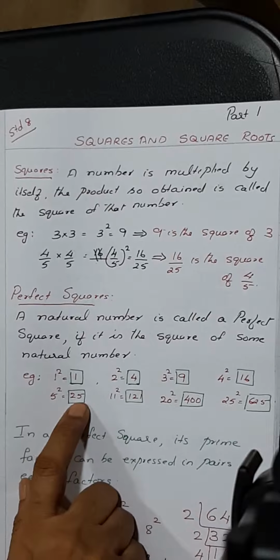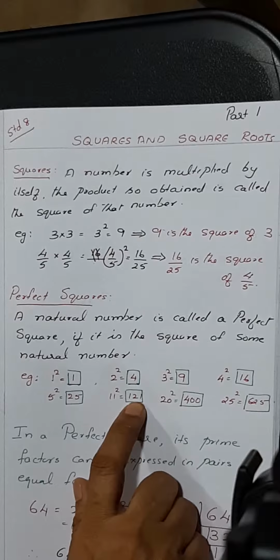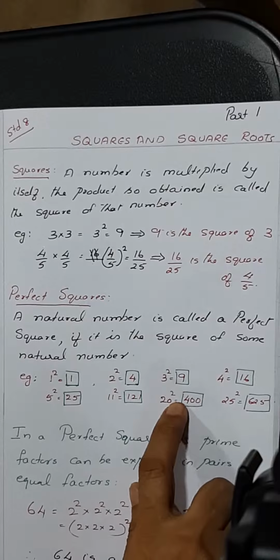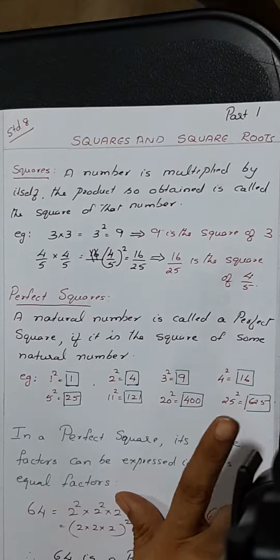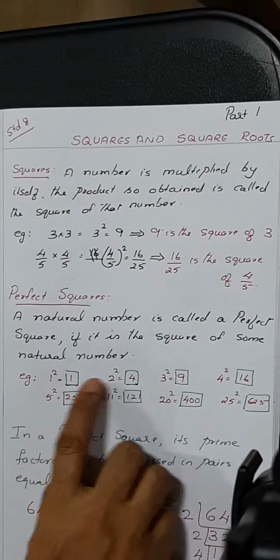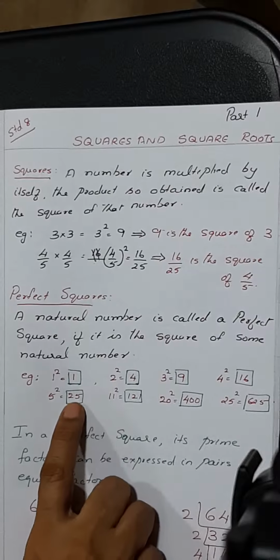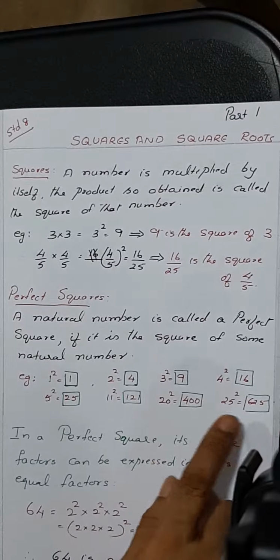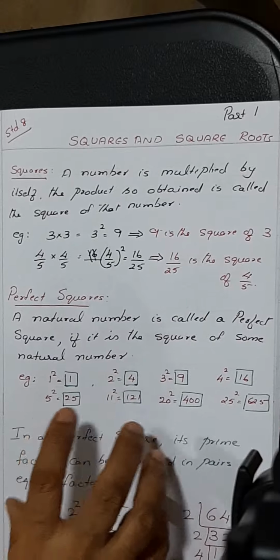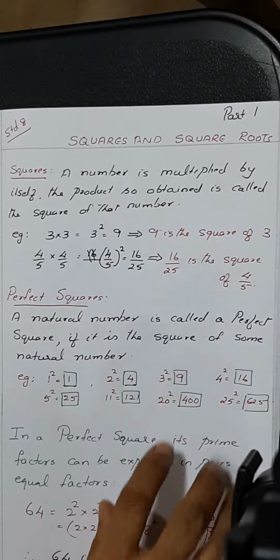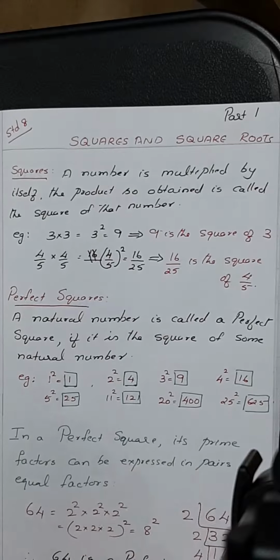So here 5 squared is 25, 11 squared is 121, 20 squared is 400, 25 squared is 625 and so on. So these numbers 1, 4, 9, 16, 25, 121, 400, 625 etc. Any natural number you take and square it, the number you get is called a perfect square.